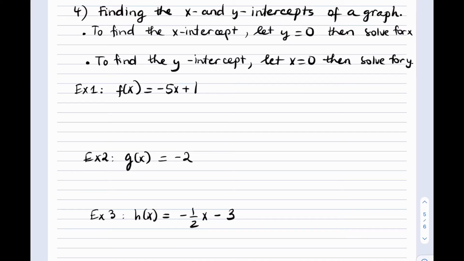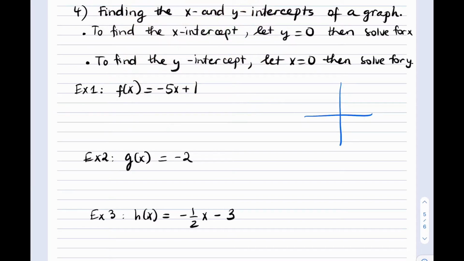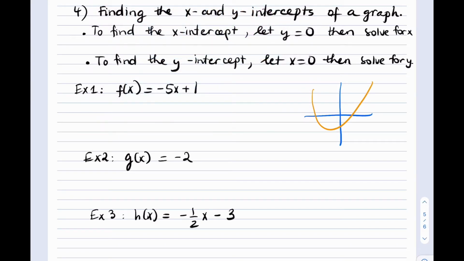Here's a final topic for this section, finding the x and y intercepts of a graph. Now let me explain what they are first on a graph. So let's say we have this graph. I'm just going to make it up here. Let's say we have this graph, okay? The x-intercept is the point where the graph intersects with the x-axis.